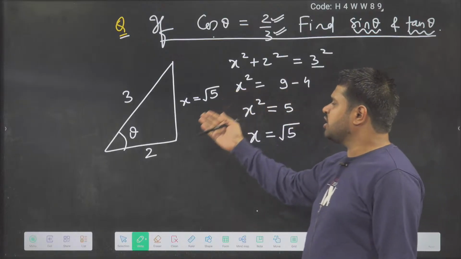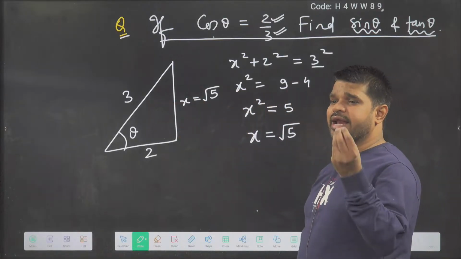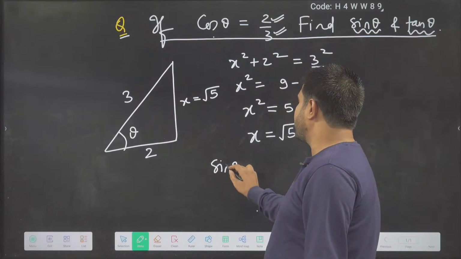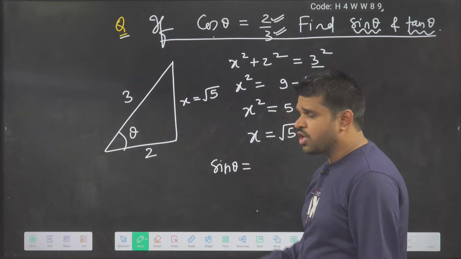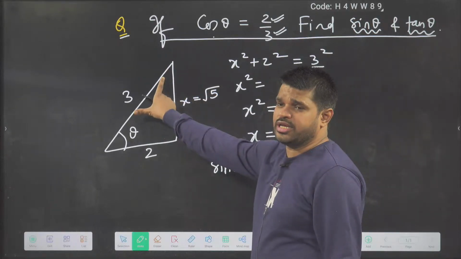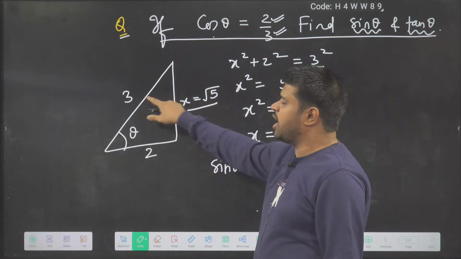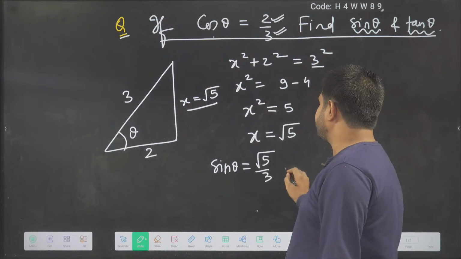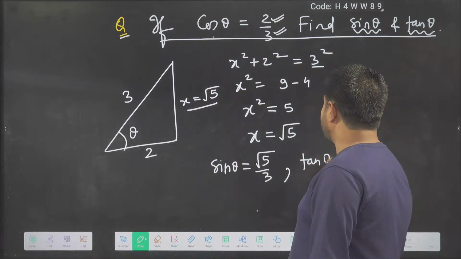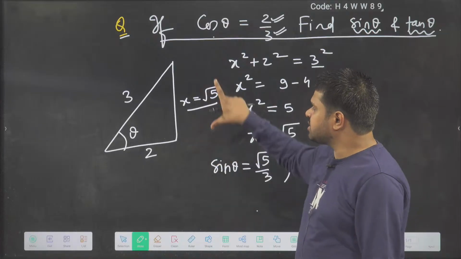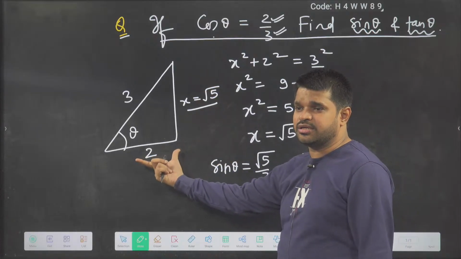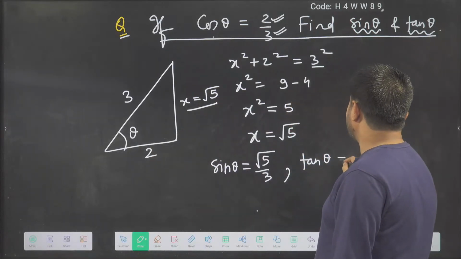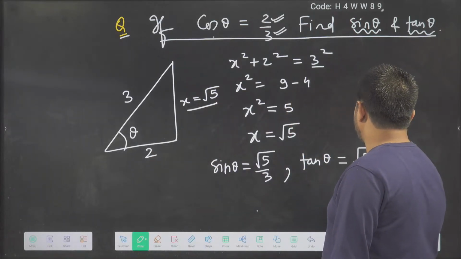Now all three sides are known to us, so I can write all trigonometric ratios. Sin theta is opposite by hypotenuse. Opposite is root 5, hypotenuse is 3, so sin theta is root 5 by 3. Next, I want to find tan theta. Tan theta is opposite divided by adjacent. Opposite is root 5, adjacent is 2. So tan theta equals root 5 by 2.